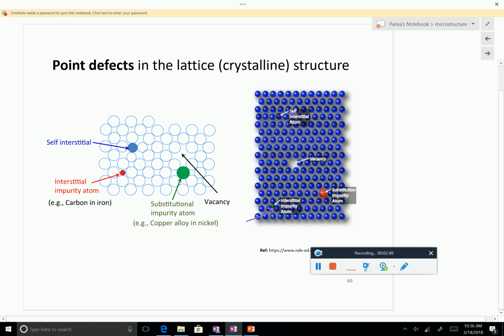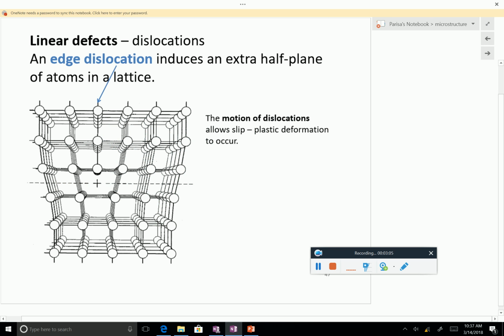And you will see soon that alloying is pretty much point defects. So you have some other atoms inside your crystalline structure. I will talk about that. But typically, point defects are not going to cause too much trouble.